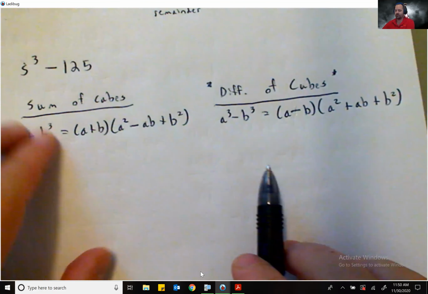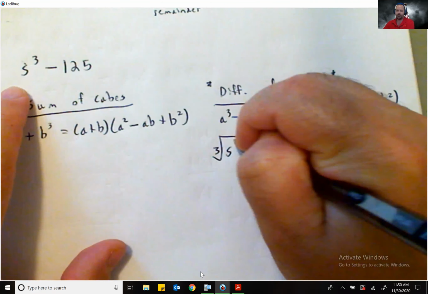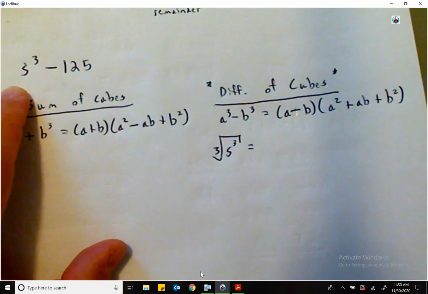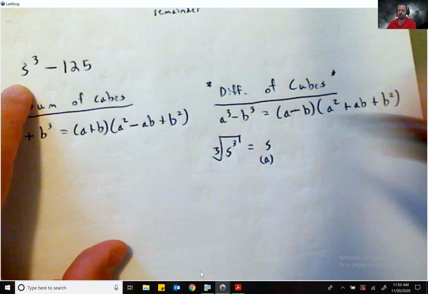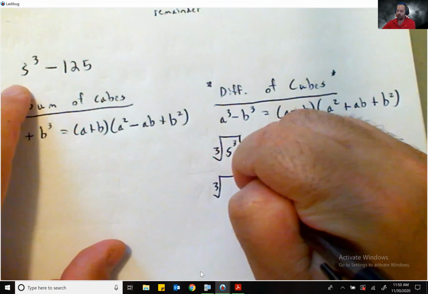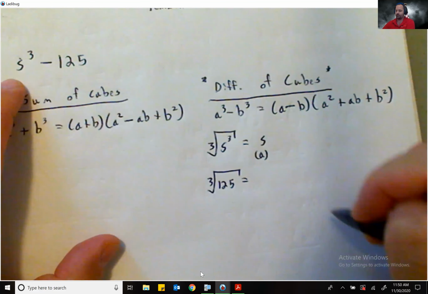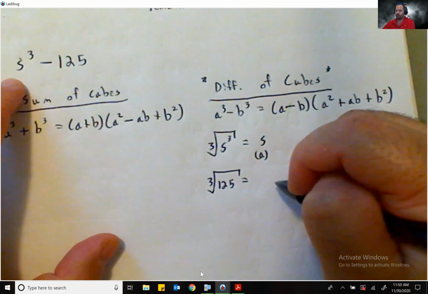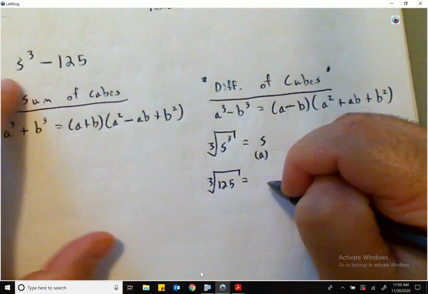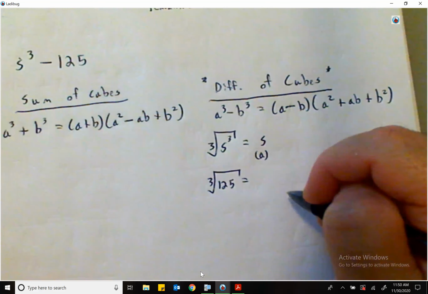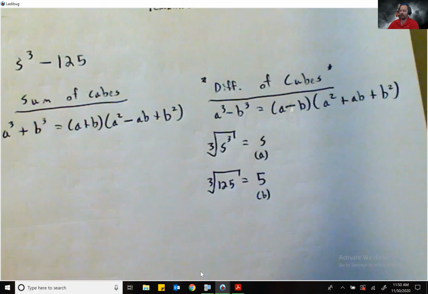So all we need to do is take the cube root of these. What's the cube root of s cubed? S. That's your A. And what's the cube root of 125? 5. And that's your B. All we have to do is fill in the equation.